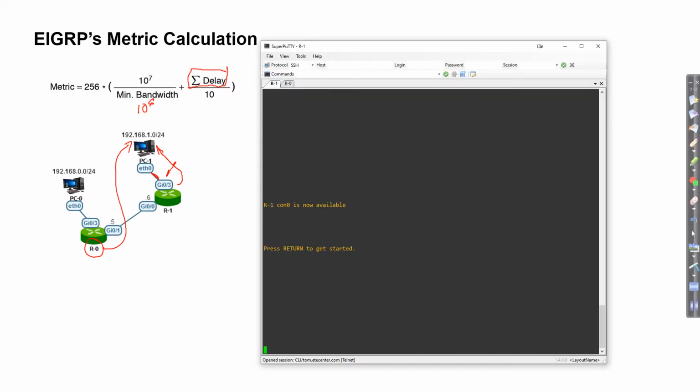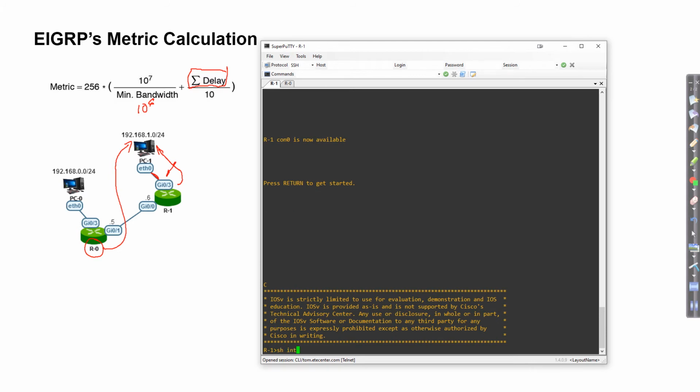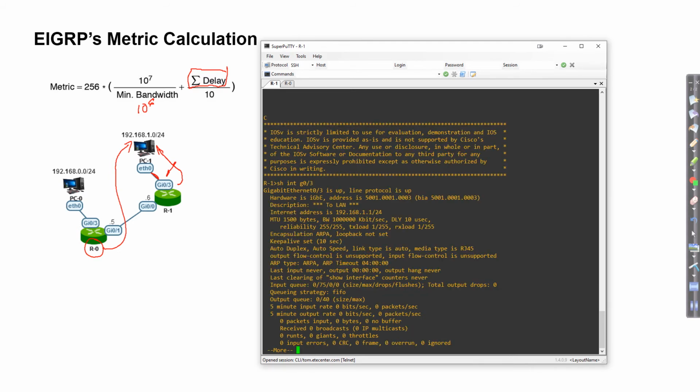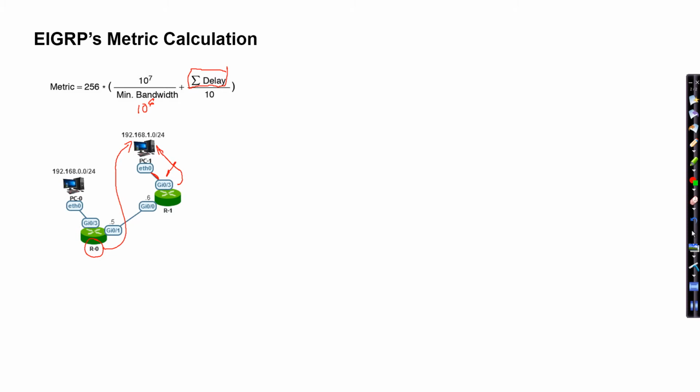I'm here in router 1, so show interface gigabit 0/3, and you can see here the delay is 10 microseconds, so let's put that into our formula. We have a 10 here, so let's rewrite this: equal to 256 multiplied by 10 to the 7 divided by 10 to the 6, which is 10, plus 10 divided by 10, which is 1. So 256 multiplied by 11, which is equal to 2816. Let's log back into router 1 to see if that number is true.